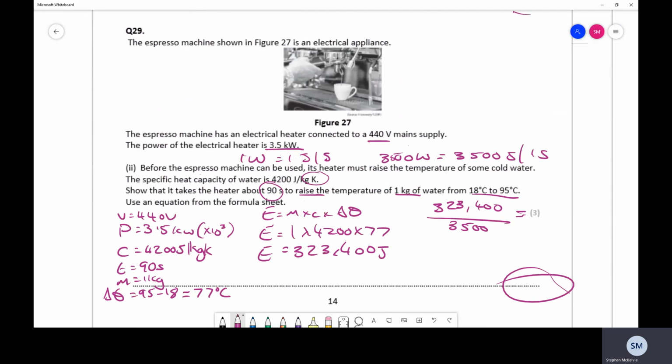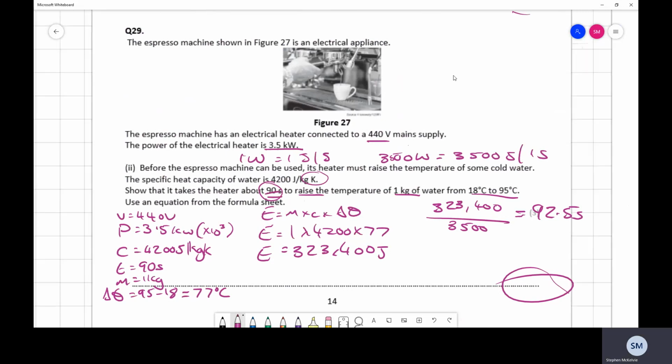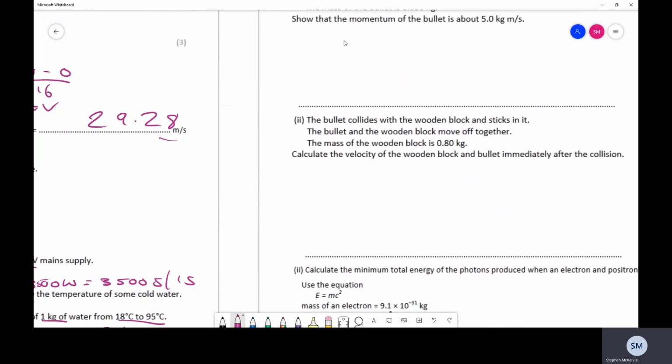Now, this is assuming 100% efficiency, of course, which isn't 100% true, but there you go. That divided by that gives me a time of 92.5 seconds, which is around 90 seconds. Tricky little question that, and well worth 3 marks in a higher tier paper.